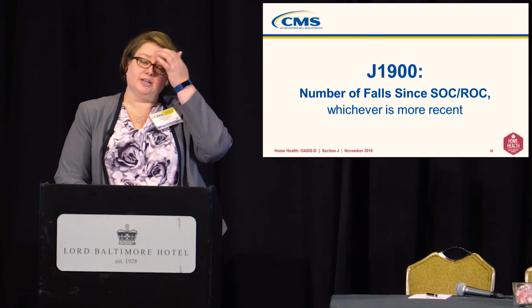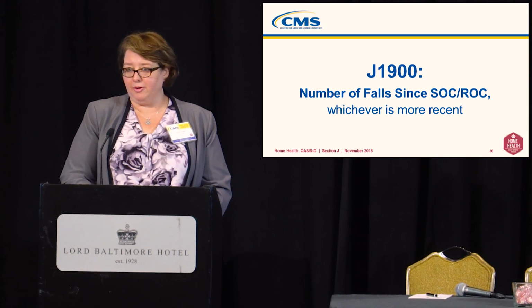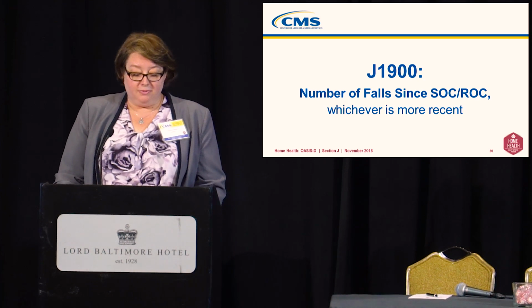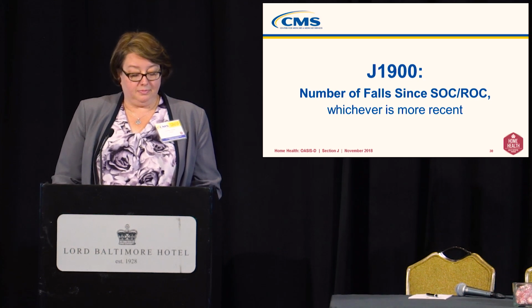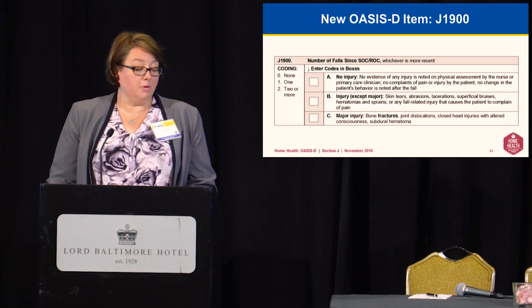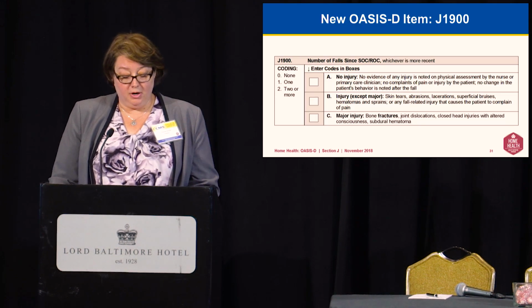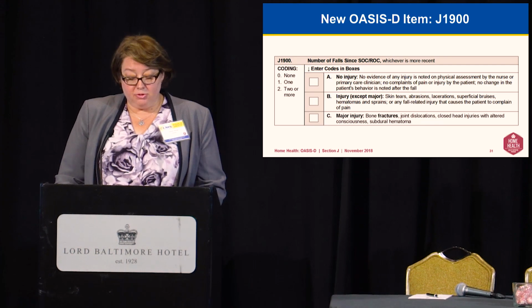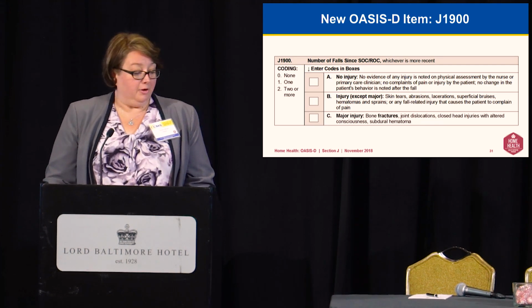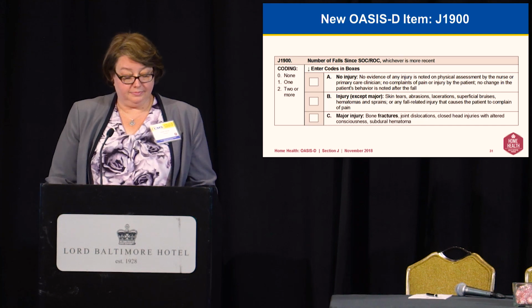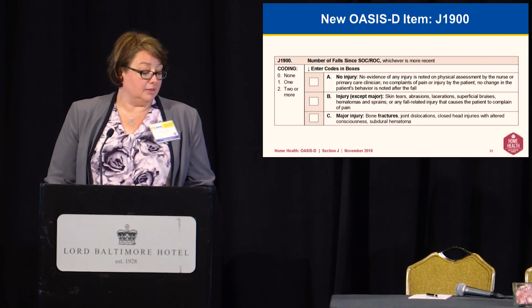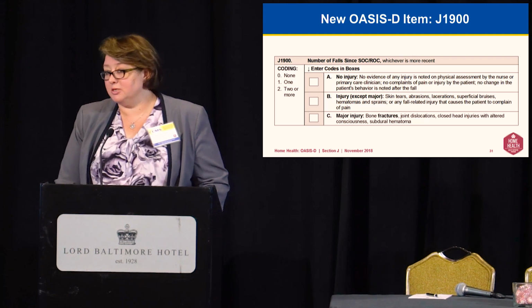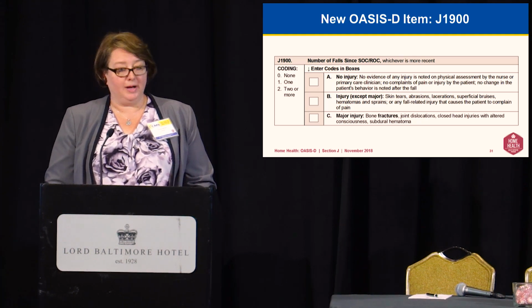Okay, so now we're going to take a look at J1900, its partner in crime: the number of falls since SOC/ROC, whichever is more recent. Just as a reminder, this is one of the new elements in the OASIS-D, and this is how the new item will appear on the OASIS-D data set. Notice it's got responses for A, B, and C, and you will enter a response into each one of those boxes.